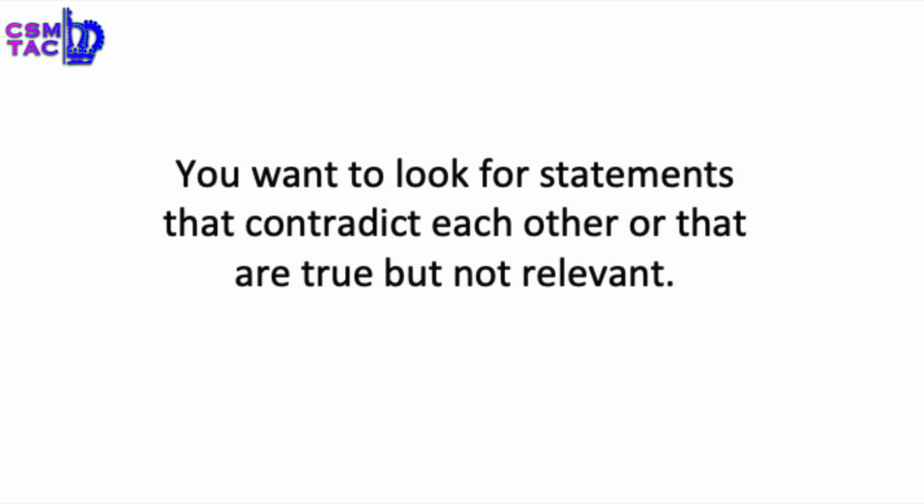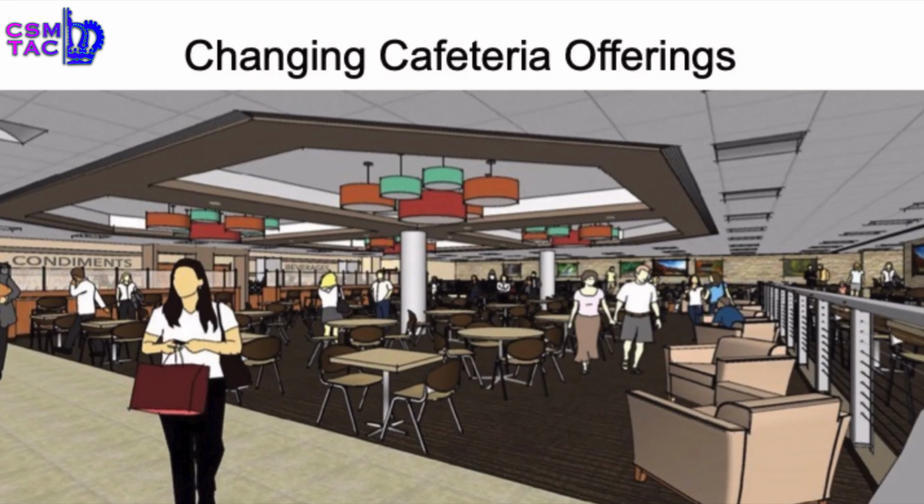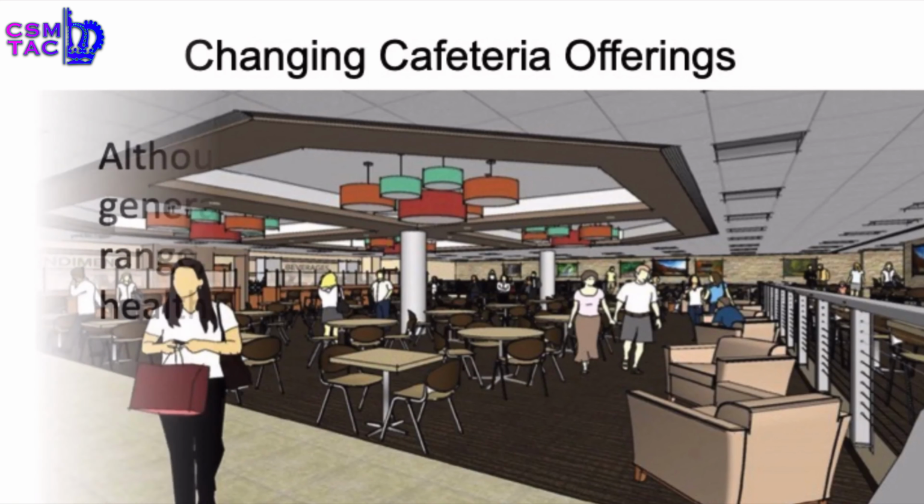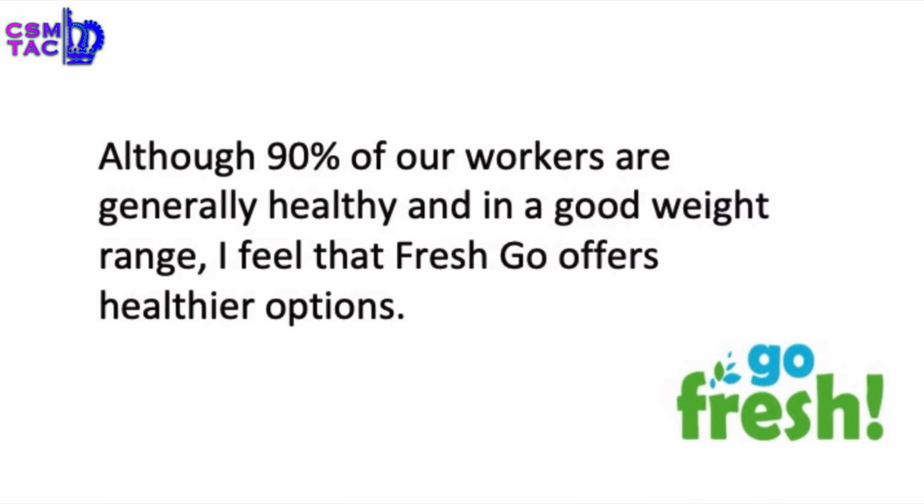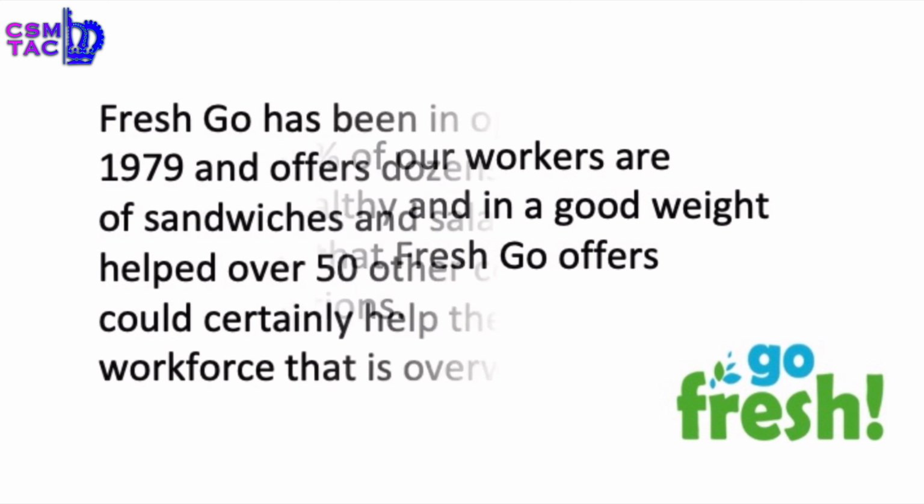For exercise, please have a look at this case study. Find conflicting statements in the following argument. Topic: changing cafeteria offerings. I believe that we should change our cafeteria's caterer from McSpud to Freshco. Although 90% of our workers are generally healthy and in a good weight range, I feel that Freshco offers healthier options. I feel that a healthier workforce will increase productivity and morale.